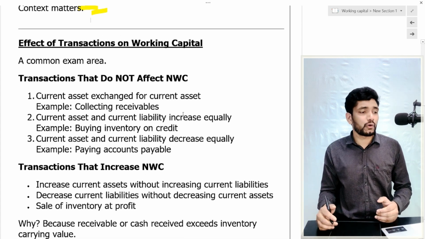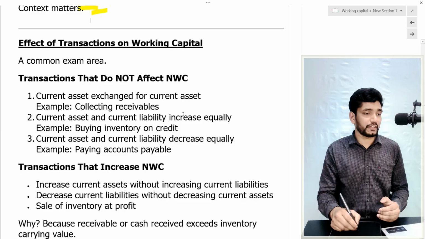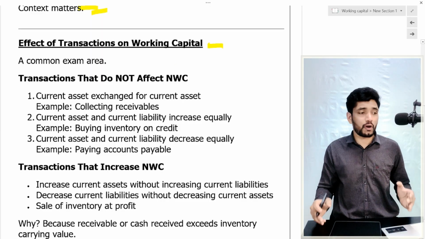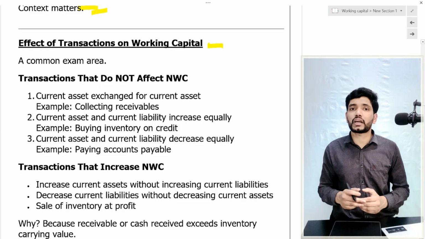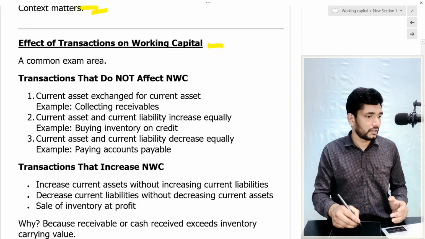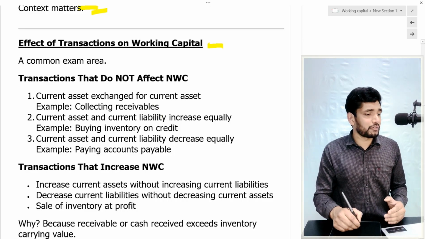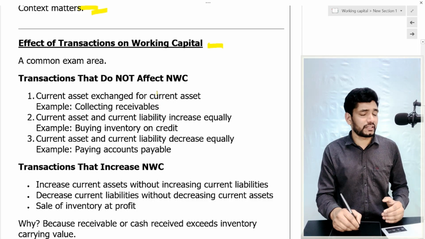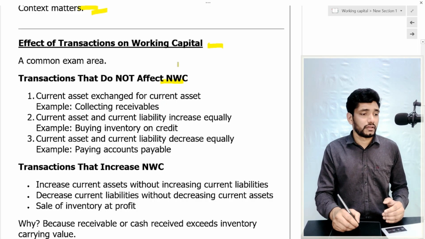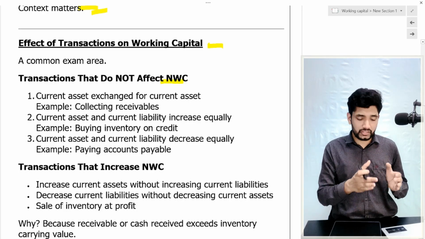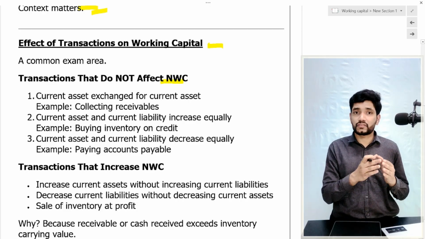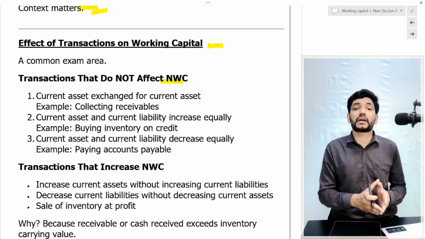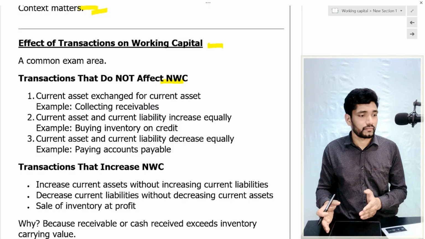Now we will look into how a transaction will affect the working capital. This is a common area in the exam that will confuse students. There are some examples of transactions which do not affect the net working capital. Here you have to understand one thing: the net working capital is total current assets minus total current liabilities.